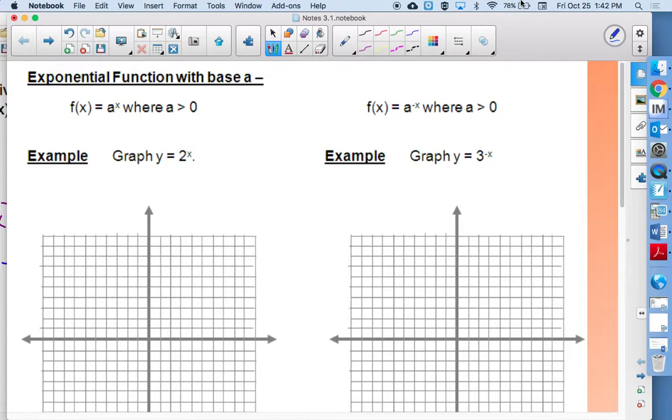If you don't know any of the characteristics or remember what it looks like, and it's not something easy to think about, make a t-chart. So we're going to go back to making a t-chart.